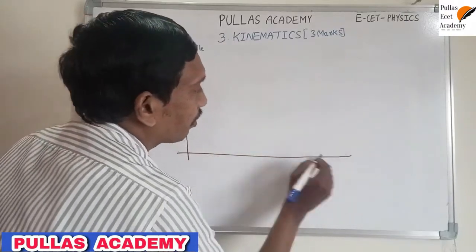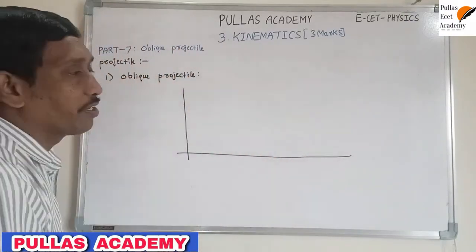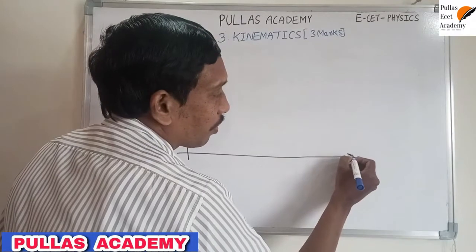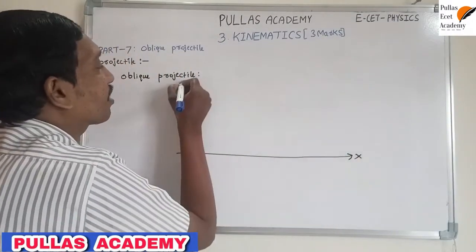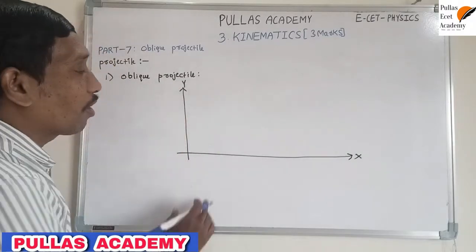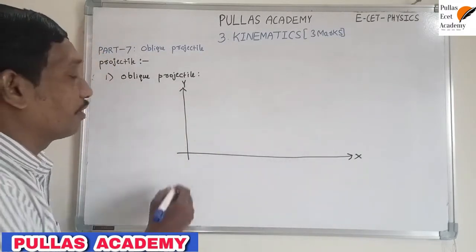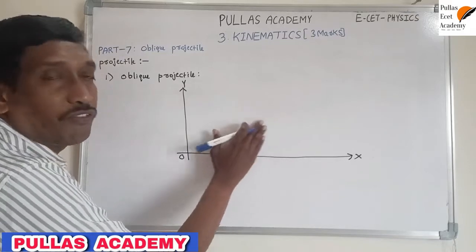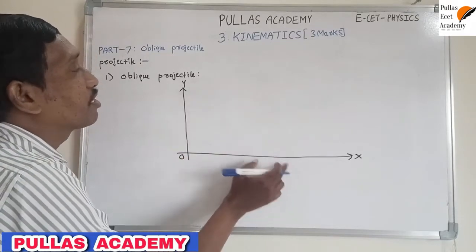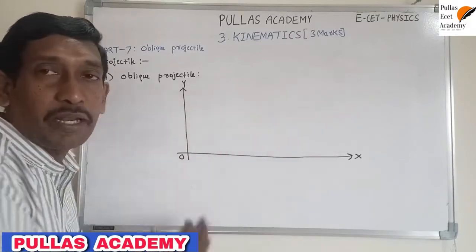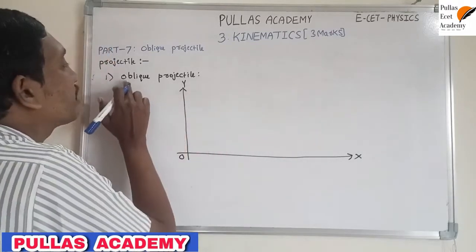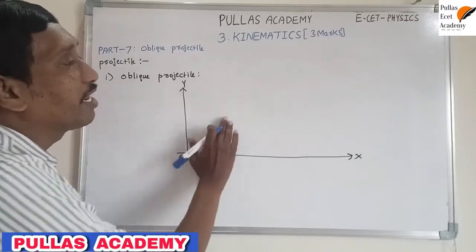For example, this is one plane. I consider this board divided into two components. One is the x-axis, the second is the y-axis. These two are the known directions here. The combination of these mutually perpendicular x and y axes makes up the plane. That means the oblique projectile is a body moving in a plane.